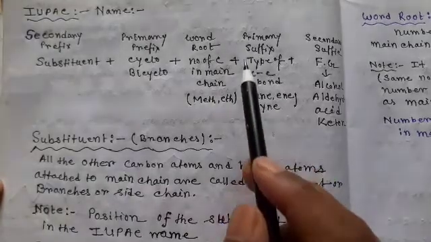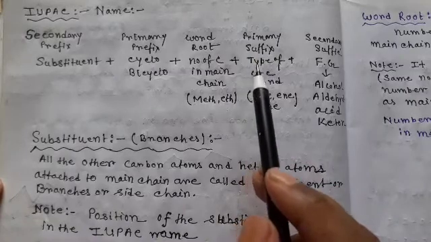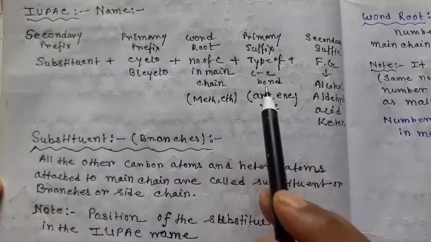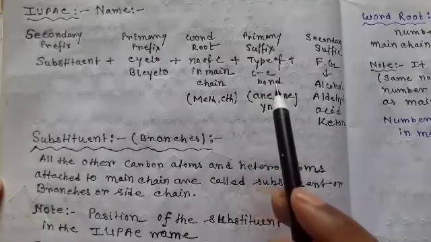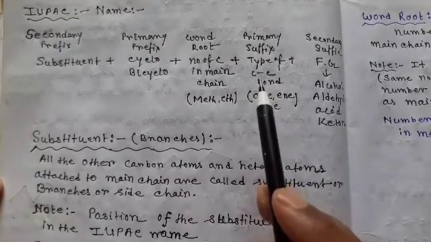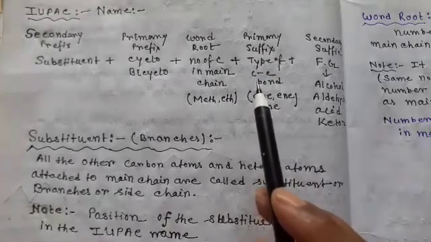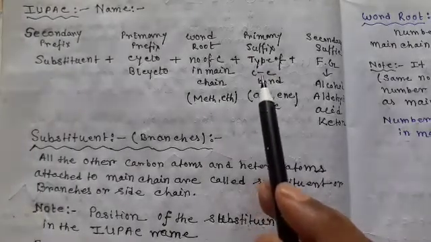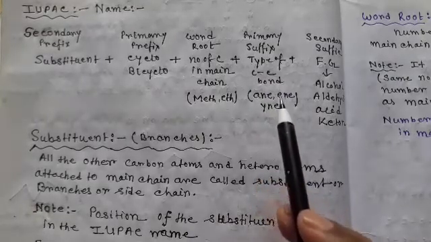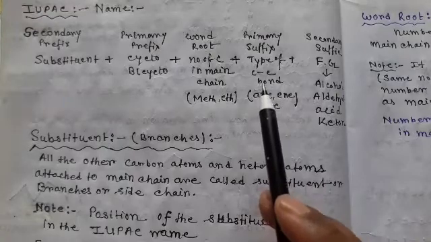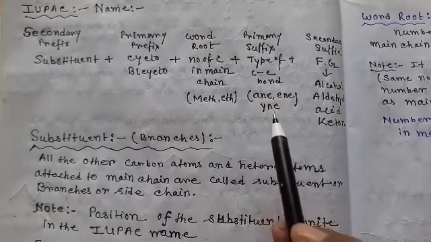Next, the primary suffix. What is the primary suffix? Primary suffix represents the type of carbon-carbon bond. For example, if a carbon-carbon single bond is there, then the primary suffix is ane. If a carbon-carbon double bond is there, then the primary suffix is ene. If a carbon-carbon triple bond is there, then the primary suffix is yne.